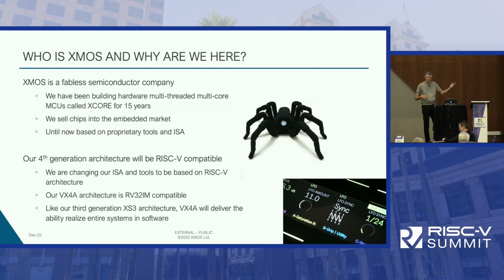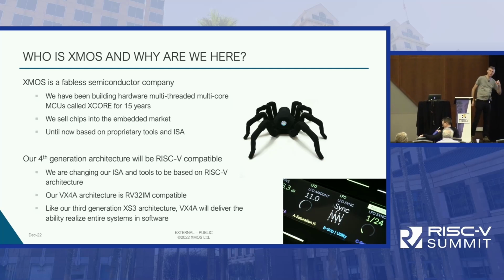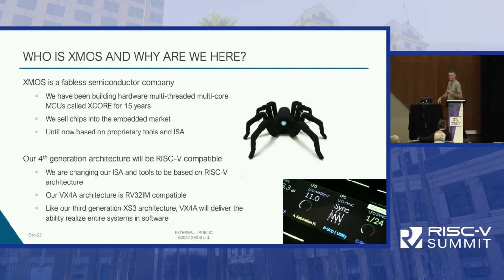We are a fabless semiconductor company. We've been making microcontrollers for the last 15 years, and they're general purpose. So the same microprocessor goes into an audio board, or sits in a little robot spider, controlling 26 different servos and doing the inverse kinematics. It's all about real-time stuff. So in our latest generation, we're going to drop the strictly proprietary ISA that we have and replace it with a RISC-V ISA with a few extensions.